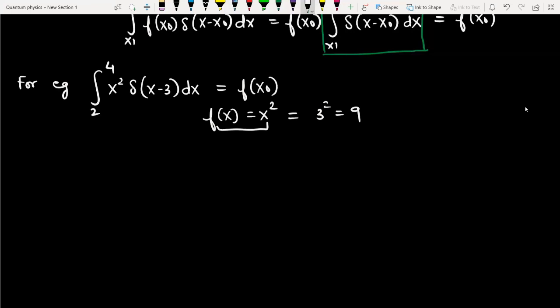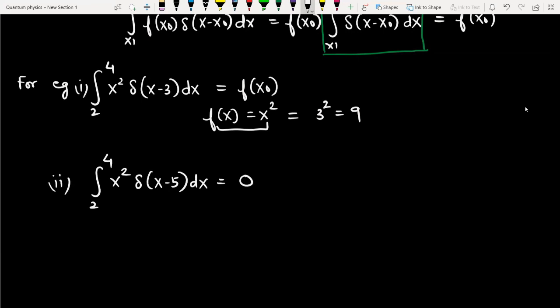If I give you the same numerical and I say 2 to 4 x square del of x minus 5, what is the answer in this case? This x naught, which is 5, does not come between 2 and 4. So what is the answer? The answer is 0. Okay, so this is about the Dirac function in 1D.